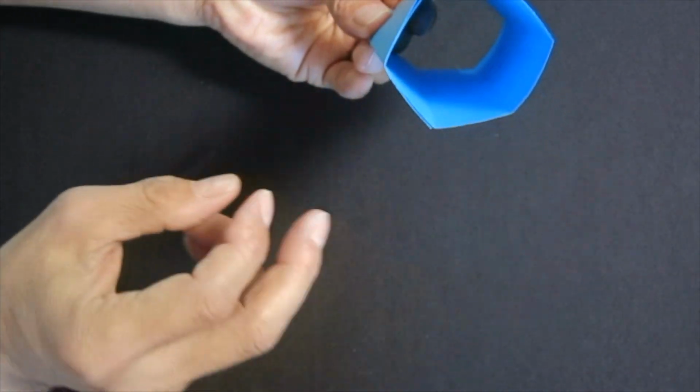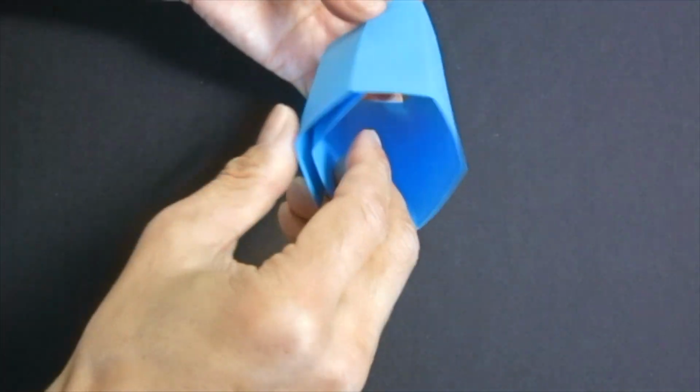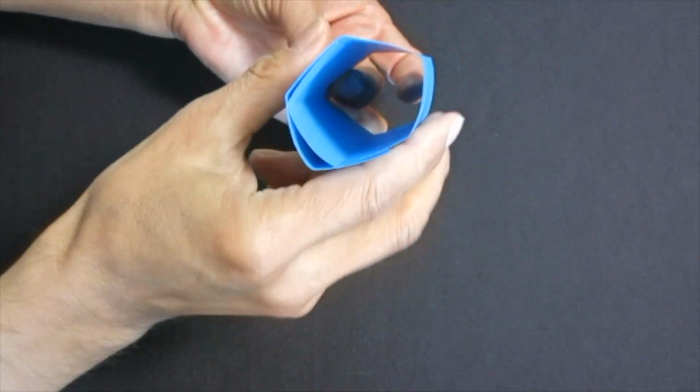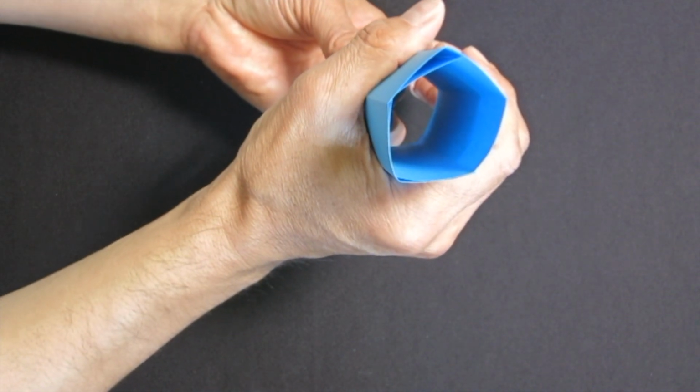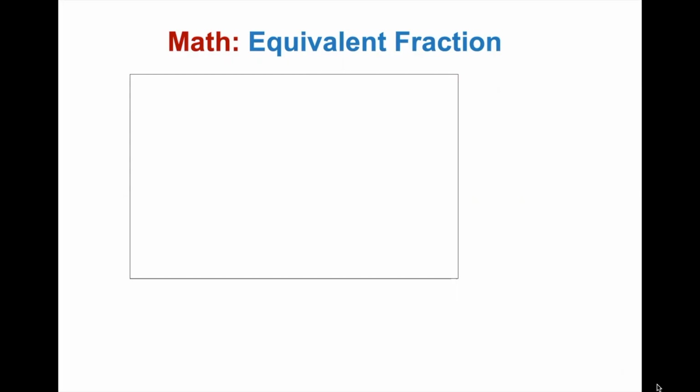That's a hexagon. Overlap 3 parts. That's a pentagon. In the math section, we will learn more about equivalent fraction. It is an important concept in fraction arithmetic.